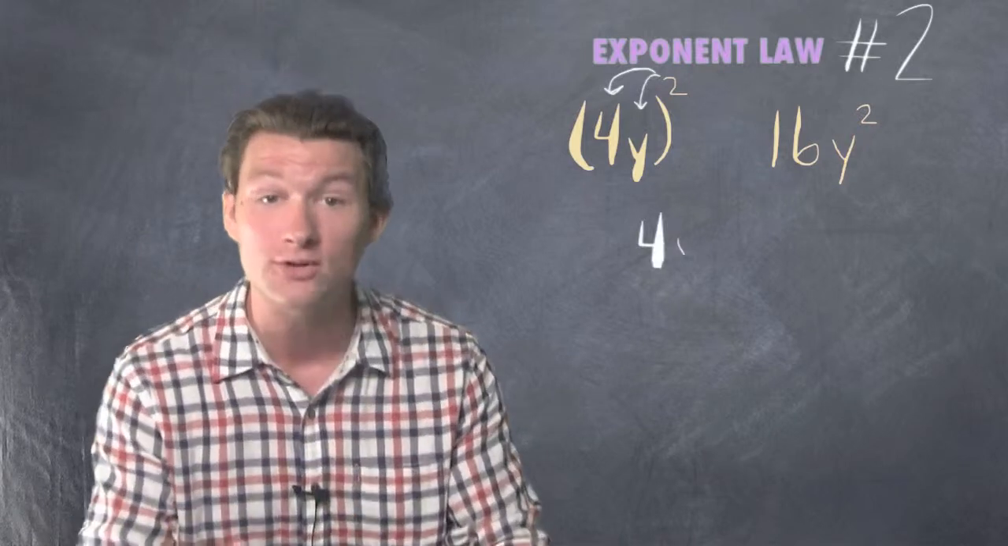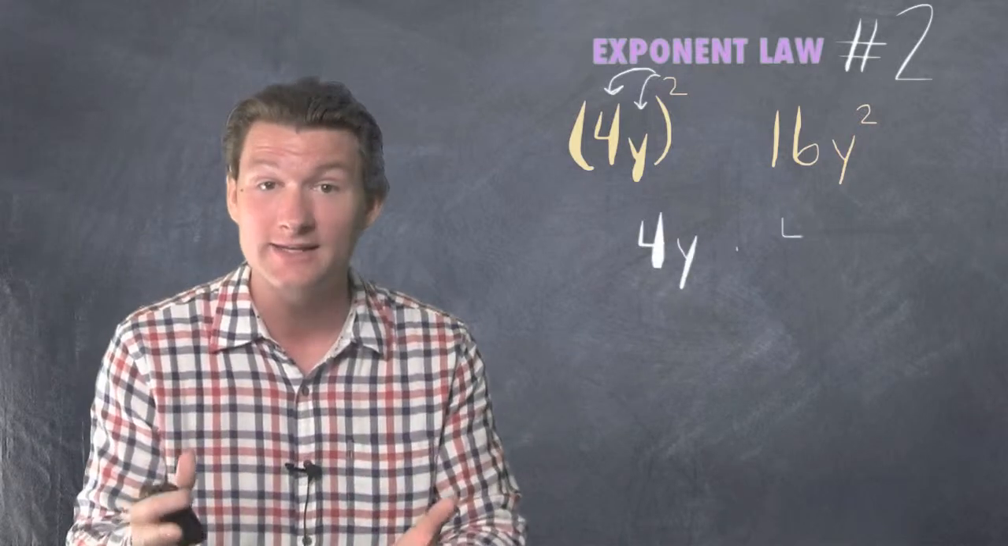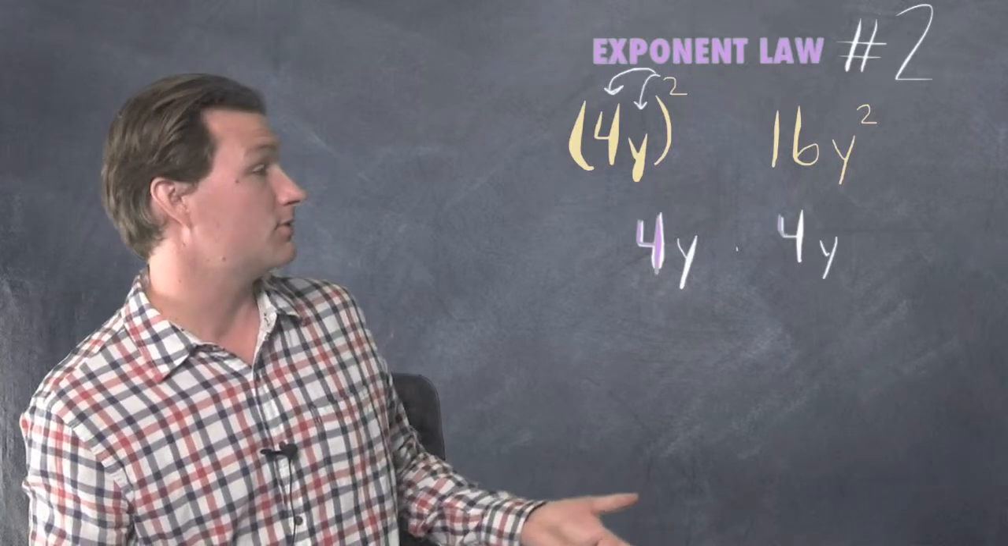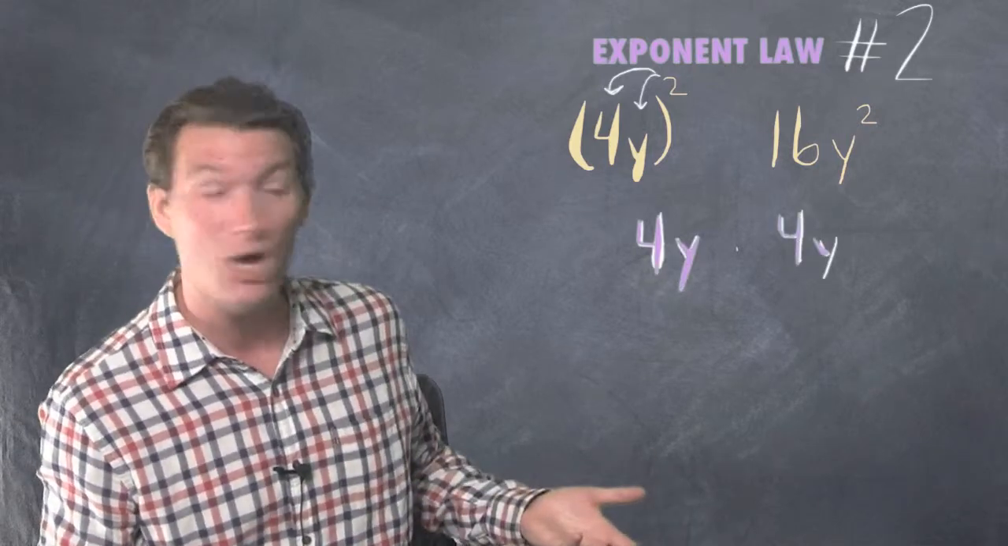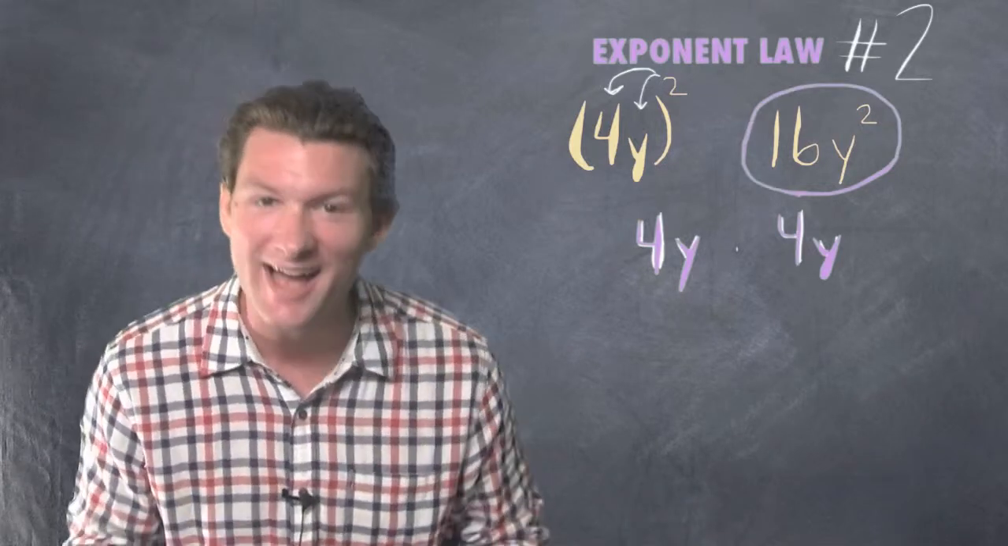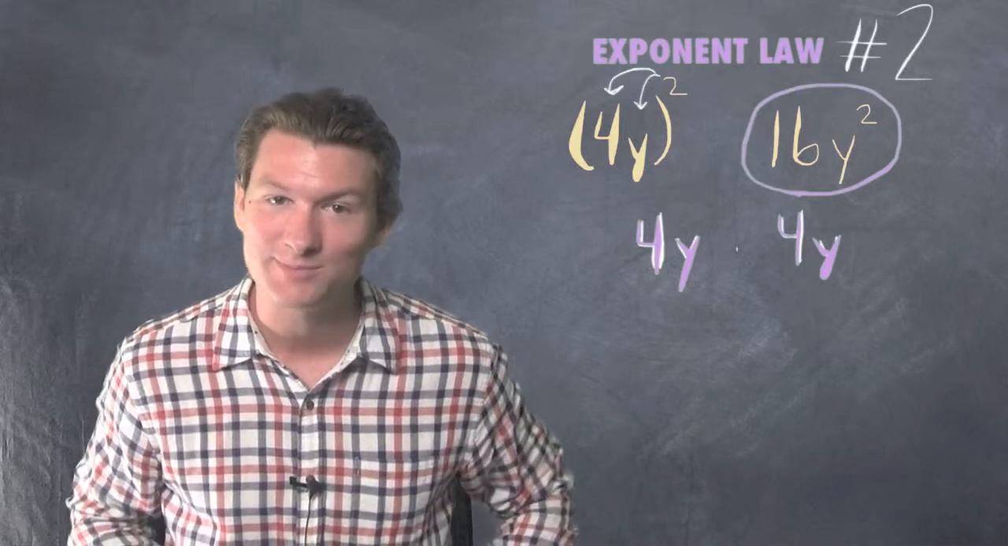And remember why that works. 4y raised to the second is the same thing as 4y times 4y. We separate the letters from the numbers. Numbers first. 4 times 4 is 16. Y times y is y squared. 16y squared. This is how the second law of exponents works.